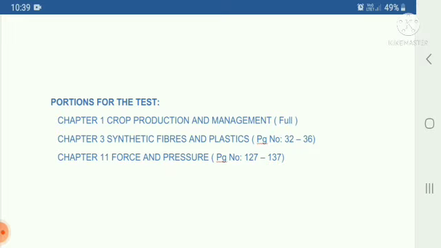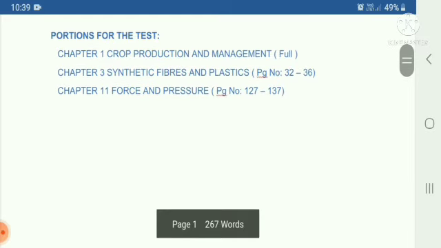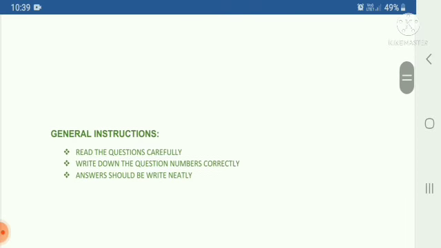Okay? Chapter 11, force and pressure. In this chapter, you are going to read page number 127 to 137, before the topic of pressure. Okay? Then we will move to the general instructions of the test.